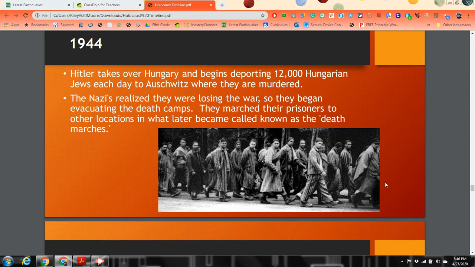When the Nazis realized that they were losing the war, they began evacuating these death camps. They did that because they didn't want to be caught with all these Jews to be killed. So they went on these death marches, where they would march these Jewish people miles and miles in snowy, cold environments, and if they didn't keep up, they would just kill them. They called them death marches because most of the people in these marches, they were hoping would die, and several of them did.